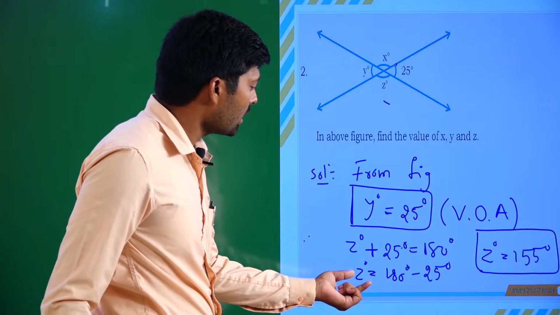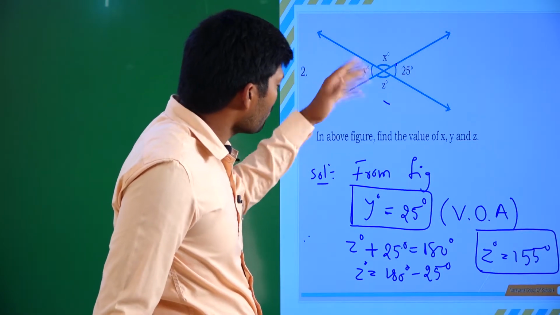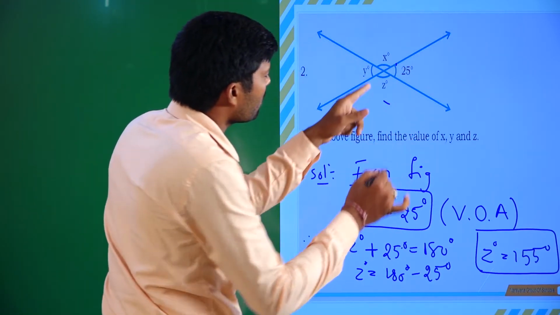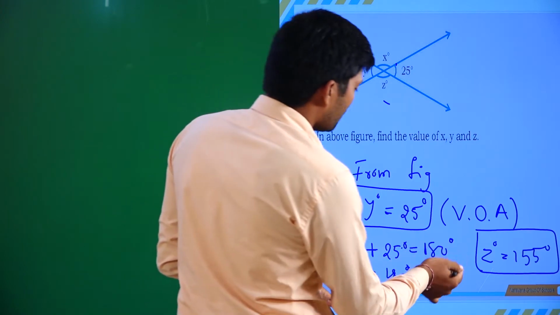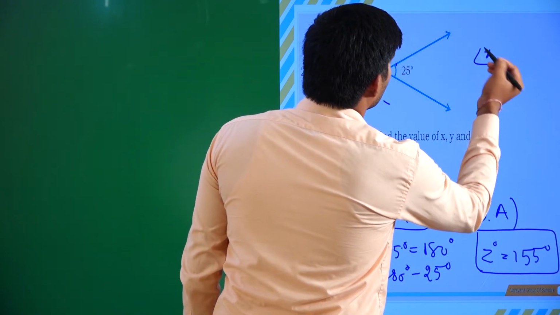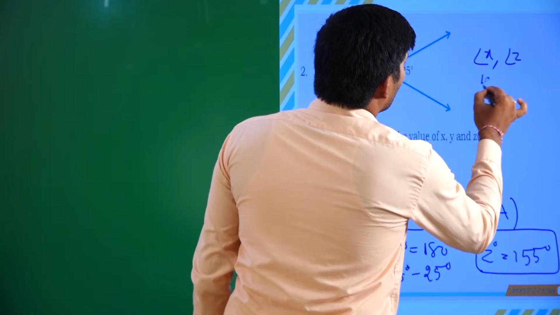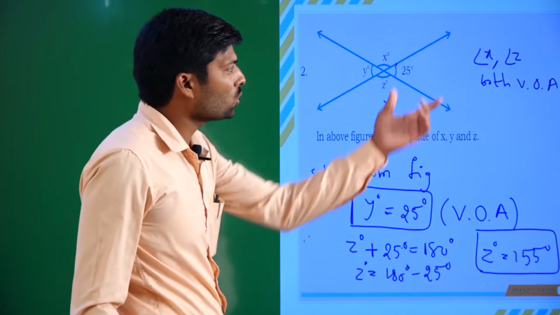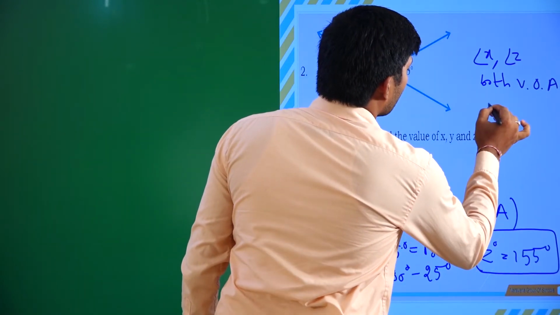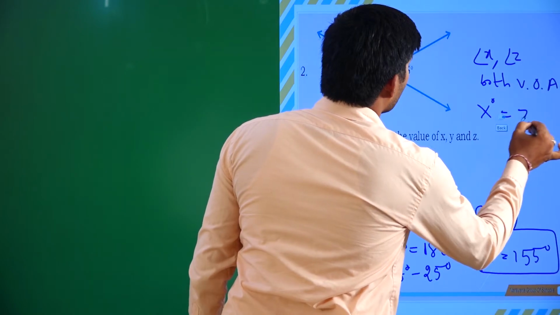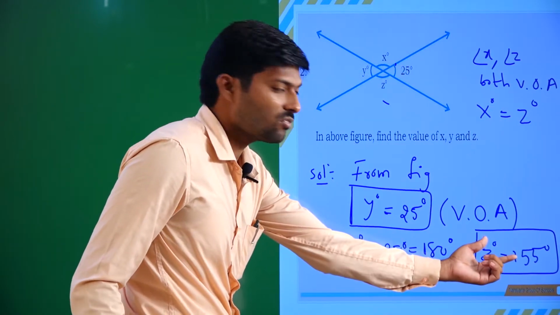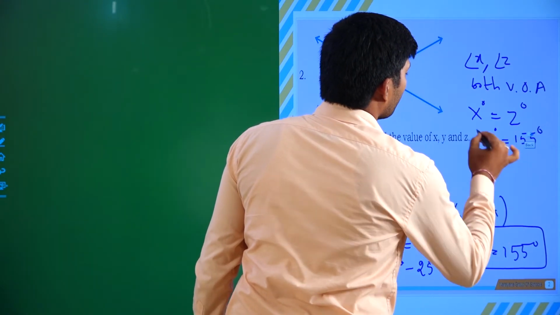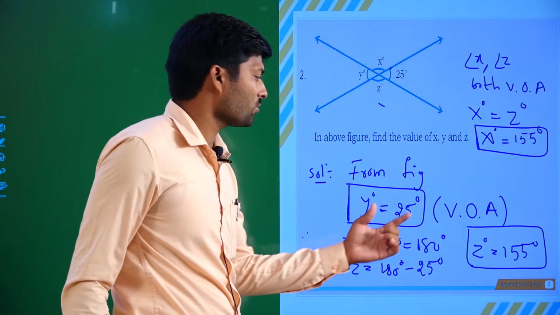How can you find angle x? y is completed, z is completed. x as well as z are both vertically opposite angles, so those two are equal. So x degrees is equal to z degrees. What is z? z is 155 degrees, so x is 155 degrees. Likewise we can find the value of x, y, z.